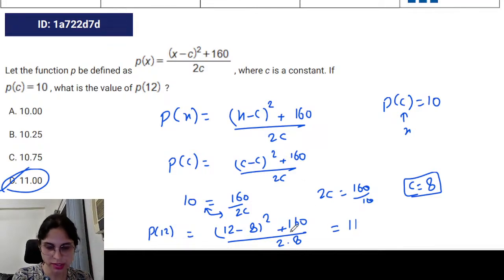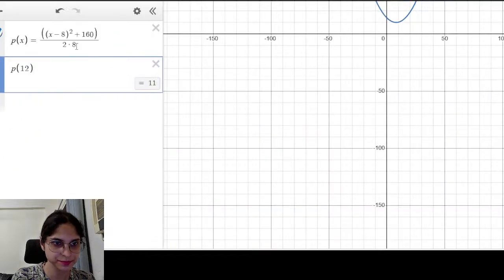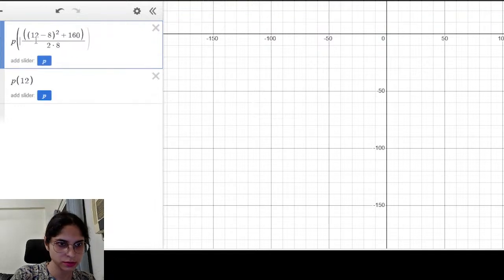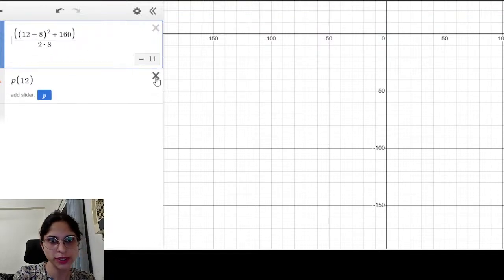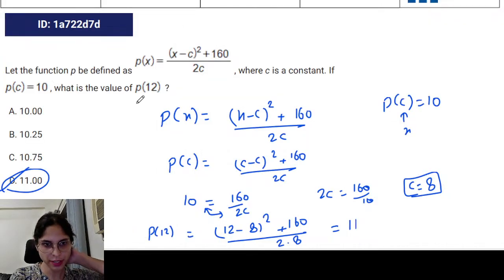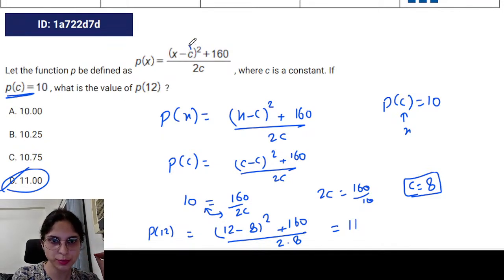Got it? Or you can put this equation as well. You can replace with 12. You will get 11 here as well. Both the methods are fine. So in this one, first we have to find the value of c using this. Once you know the value of c, you can just put the value of c over here and then get p of 12.